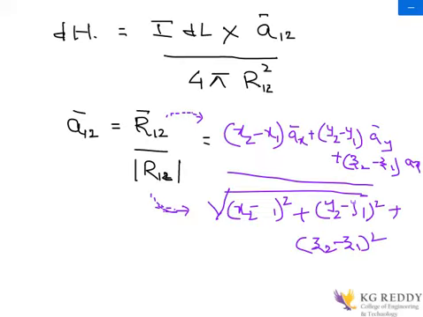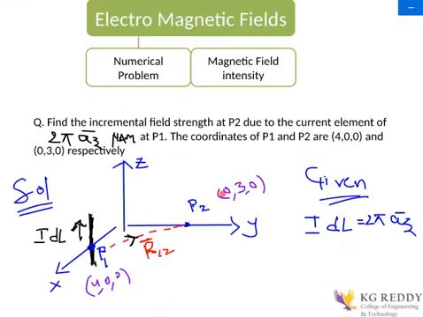Now a12, how to find out a12? First of all, the numerator, x2 minus x1. If you check here in the slides, what is x2? 0. What is x1? 4. So 0 minus 4. For one thing I will be showing here: this is 0, this is 4. So 0 minus 4.